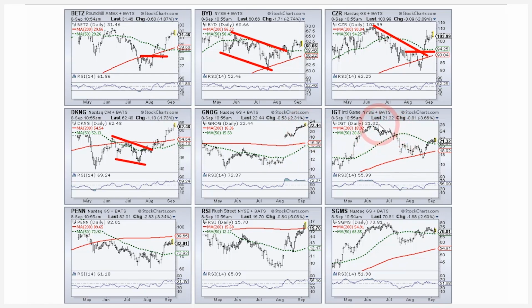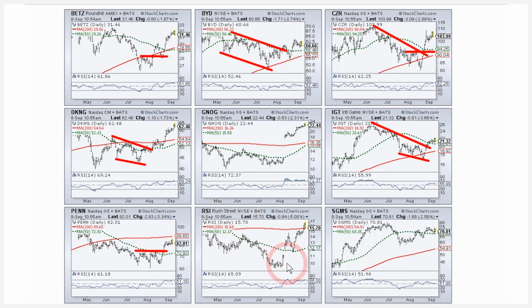International Gaming Technology, they make components for slot machines and casinos and such, but it had a nice wedge and a wedge breakout. Penn National Gaming, another sports betting ETF, got a big breakout, kind of stalling, so maybe a pullback to the breakout zone and 50-day would offer an opportunity.